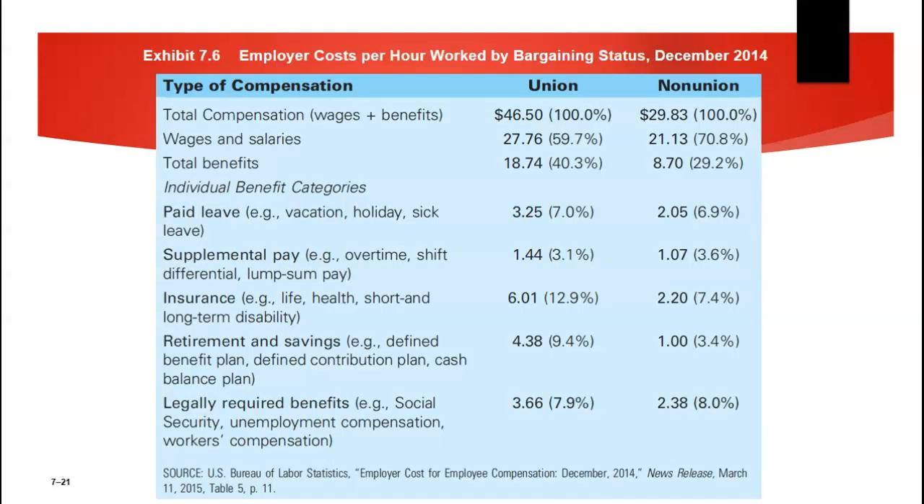So in terms of employer costs per hour worked by bargaining status, if we look at what it costs employers to get their jobs done, by total compensation we mean not just paying somebody their hourly rate, but if you took what their benefits cost, divided it by 40 hours a week, and divided that by 52 weeks a year, and put that onto somebody's hourly rate. For a union company in the United States, and these are 2014 numbers, they're probably higher now because we're out of the recession, it's $46.50 compared to $29.83. You can see how these break down.